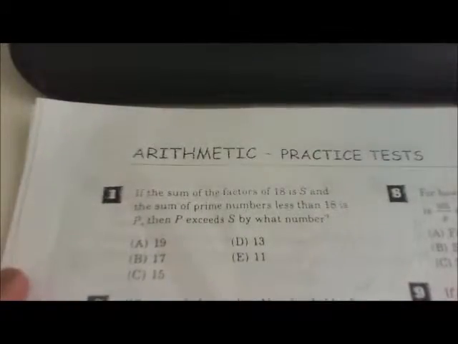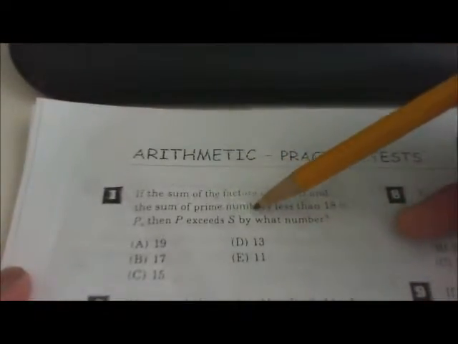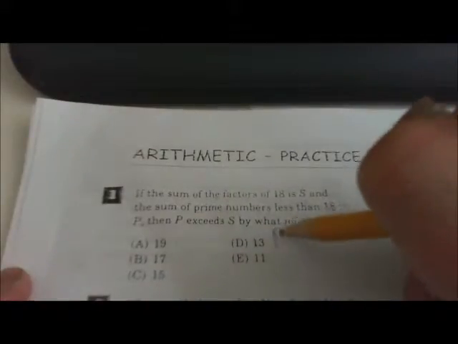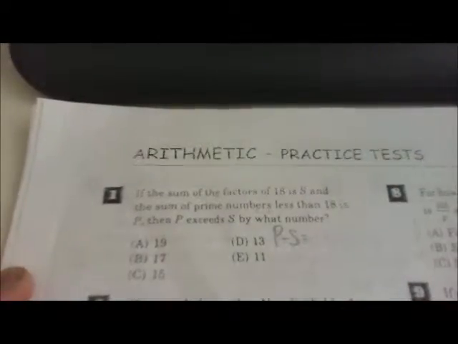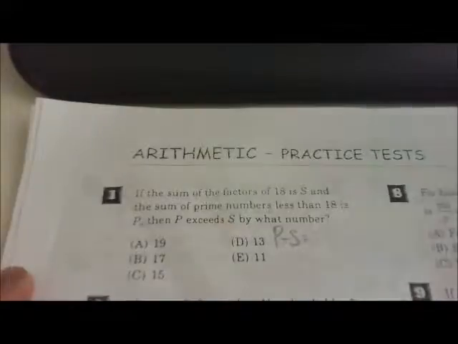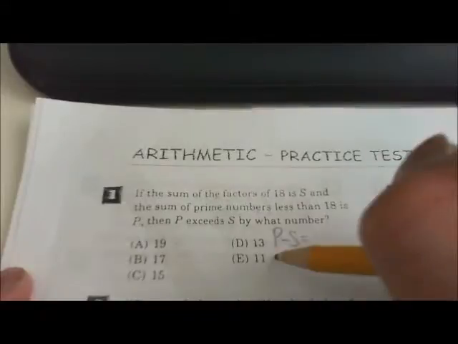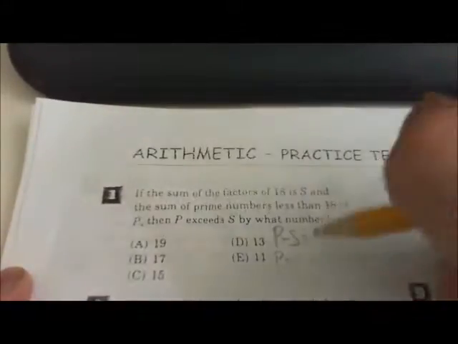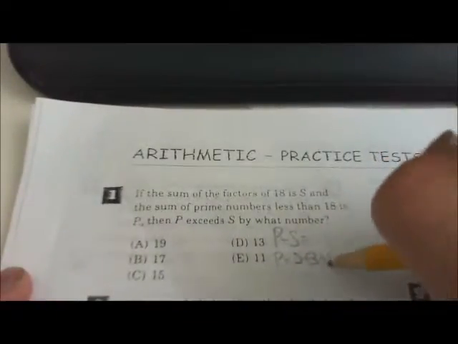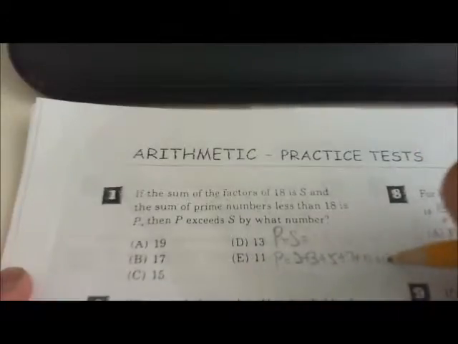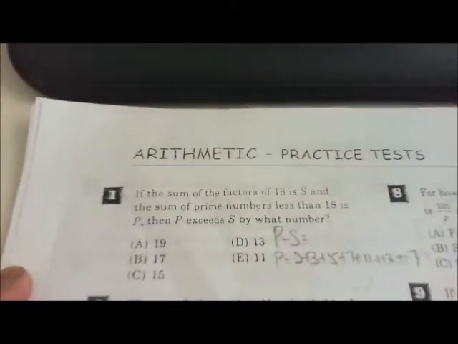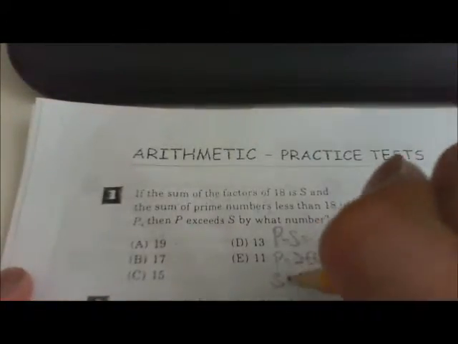Alright, let's start with practice 3, question 1. So look at the question they're asking. P exceeds S by what number? So they are actually looking for P minus S. So you notice that P is the sum of prime numbers less than 18. P is actually equal to the sum of the prime numbers less than 18. So you list them as 2 plus 3 plus 5 plus 7 plus 11 plus 13 and plus 17. You either add them up and find the difference, or I can just list them out first then cancel them.